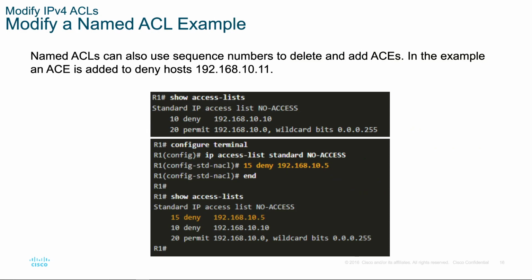So you can add sequence numbers in, remove them, in both named and standard ACLs. It's safer to do it in a named ACL than in a numbered, but you still have that issue of that invisible deny any statement that is at the end of any access list.